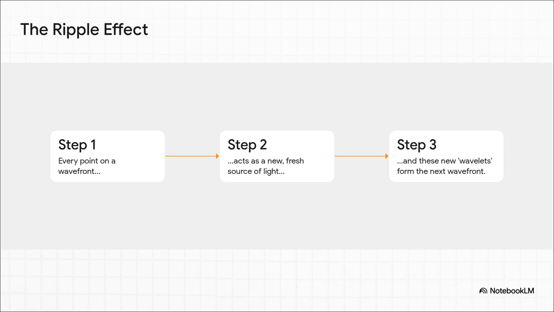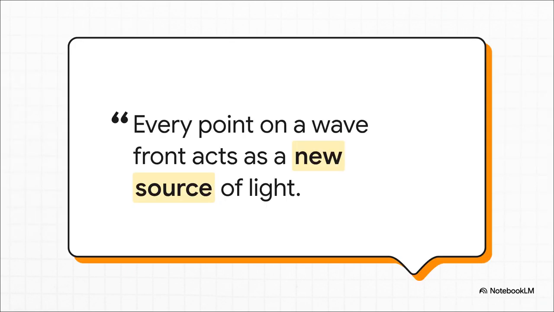And step 3, the new wavefront is just the outer edge that all of those little wavelets create together. It's like a constant, beautiful ripple effect creating the next ripple. And that is the big idea. You really have to let that sink in. A wave isn't just one thing moving forward. It's this infinite collection of tiny new sources all working together to build the next wave. This idea is what's going to unlock our whole light plus light equals darkness mystery.